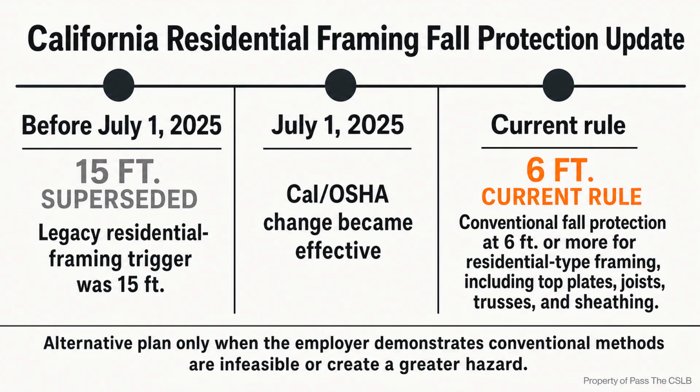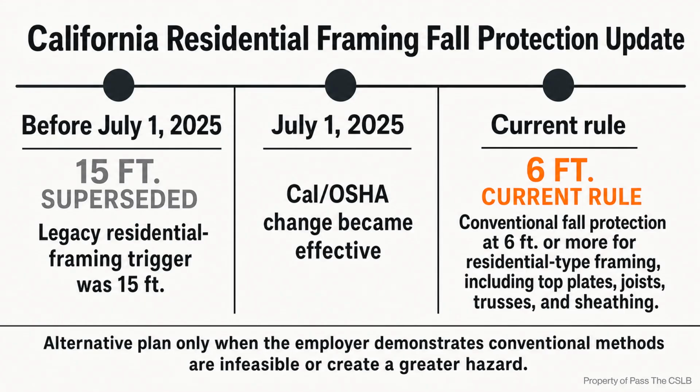I also note that a fall protection plan may replace conventional methods only when the employer can demonstrate that conventional protection is infeasible or creates a greater hazard. Conventional protection can include scaffolds, guardrails, safety nets, or personal fall arrest systems, depending on the operation and the compliance setup. I do not treat a safety monitor or controlled area as an automatic convenience option. The employer carries the burden of the required demonstration before using the alternative plan.